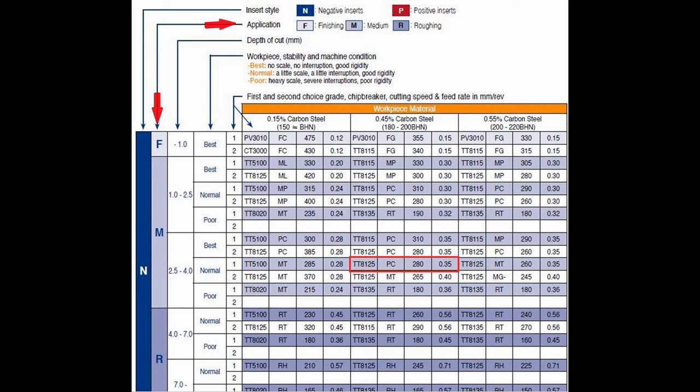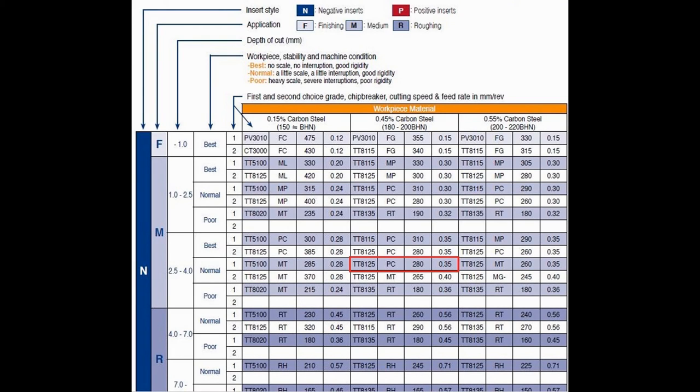Now decide on the application: roughing, medium machining, or finishing. Medium machining is merely roughing with a smaller depth of cut. Based on this, look at the F, M, or R row in the second column. Now decide the depth of cut that you want to use and look at the corresponding row. If you want to use a depth of cut of 3 mm, for example, you would look at the row 2.5 to 4.